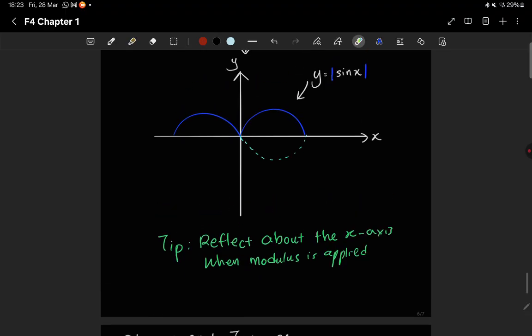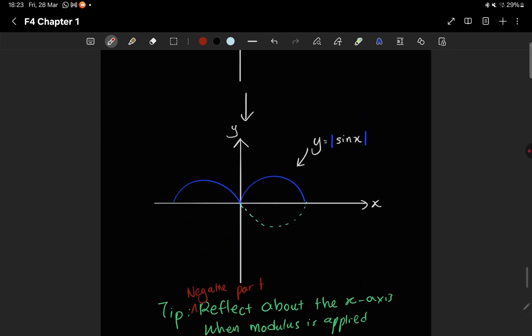Maybe a little tip to understand how modulation works is just that the graphs reflect about the x-axis, and only the negative part reflects about the x-axis. The positive part is just left to be there, because a positive value in a modulus remains a positive, but the negative value is reflected to a positive value. Alright?